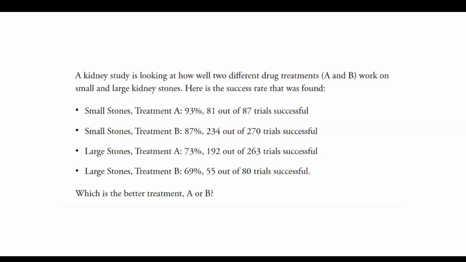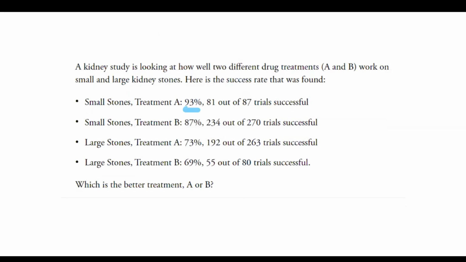A kidney study is done with two drugs, A and B. There are two types of stones, small stones and large stones, on which the two treatments are applied. Treatment A is better than treatment B in both the small stones and large stones groups. See the data: 93% for treatment A in small stones is more than 87% for B, and 73% for A is better than 69% for B, in terms of success.